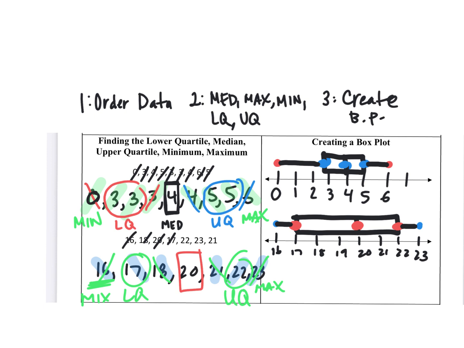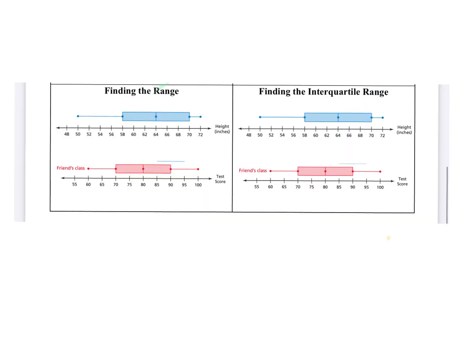All right, this is the end of this part. So finding the range, if you remember from page 10 of our interactive notebook, you take the maximum number minus the minimum number. And for interquartile range, you take the upper quartile minus the lower quartile. So let's do that.